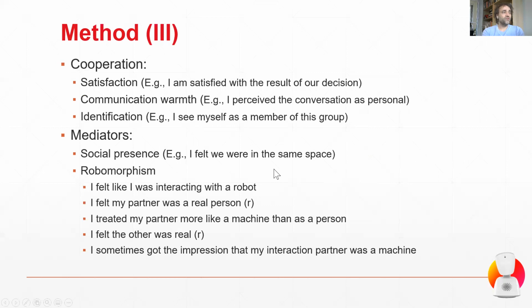We measured cooperation in terms of satisfaction, communication warmth, and identification. As mediators, we had social presence and robomorphism. We devised our own scale with items like "I felt like I was interacting with a robot" and "I felt like my interaction partner was a real person," which is reversed, and 3 other items, which together formed a very good scale.